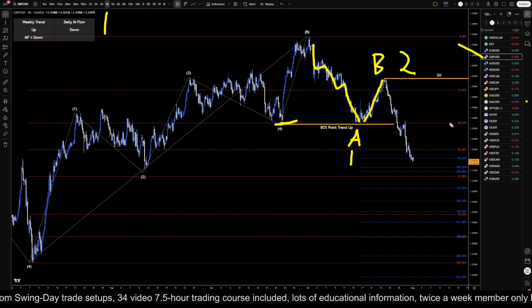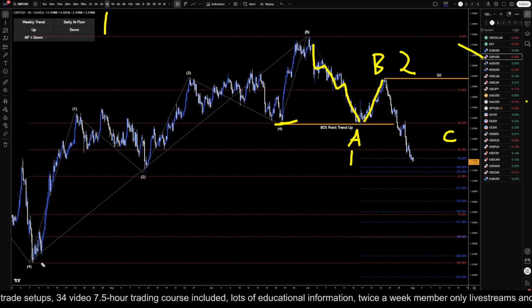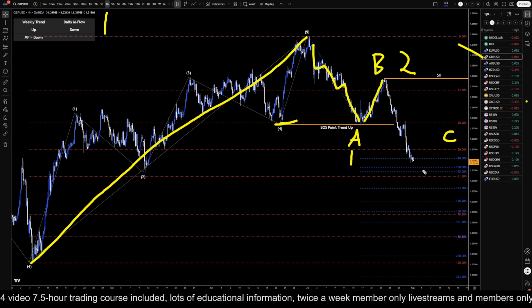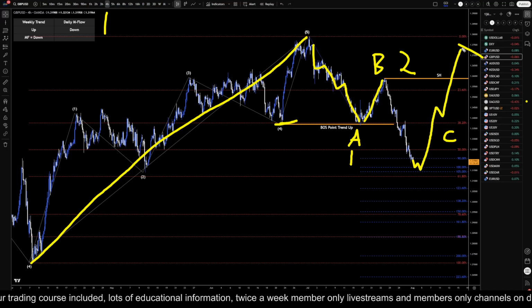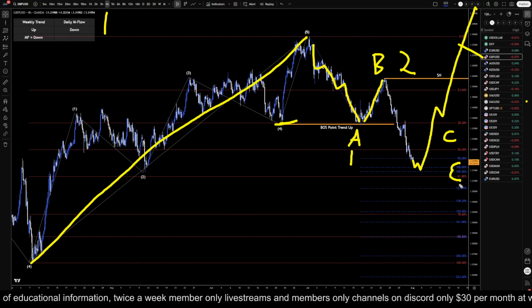We are now either in a wave C. If it is a wave C, then that would be a correction to the last 5 waves up, and potentially it would bounce off a Fibonacci retracement or a Fibonacci extension level, and then continue the uptrend.